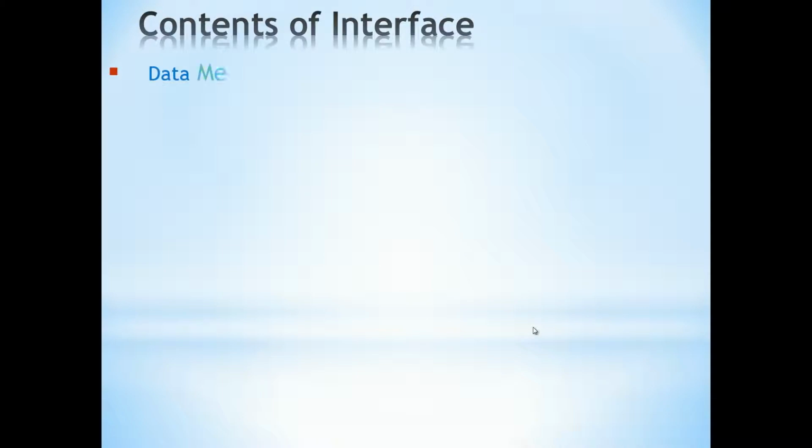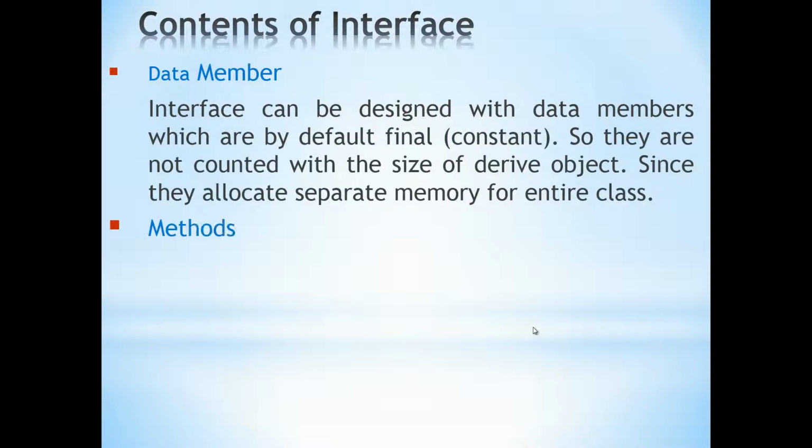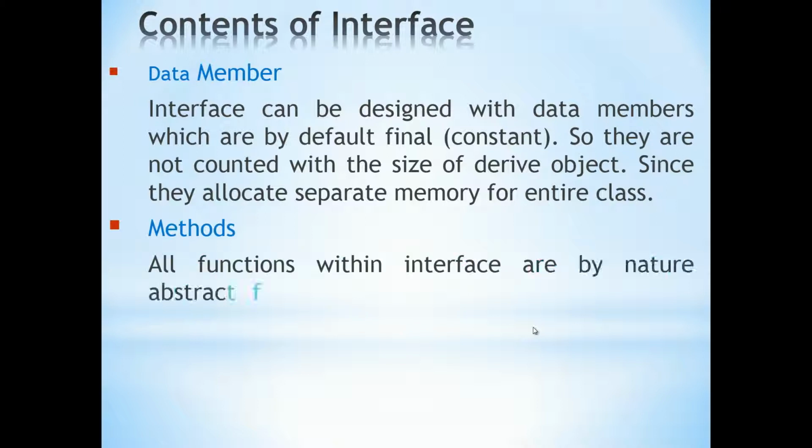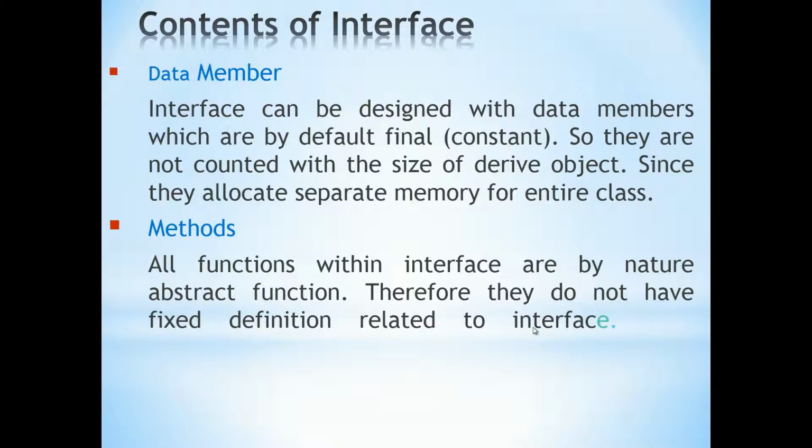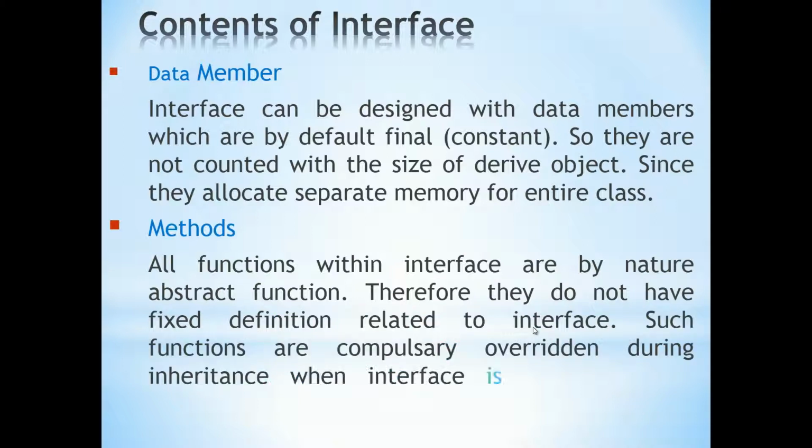Let us see the contents of an interface. You can take a data member under an interface, but by default, that data member is treated as a constant or final data member. So the value of such a data member can't be changed within the program. And if you declare methods under the interface, then these methods must be overridden in the derived class. Therefore, it is mostly used to achieve hybrid or multiple type of inheritance.